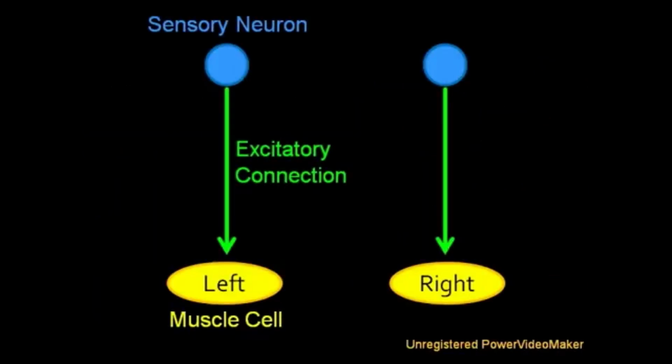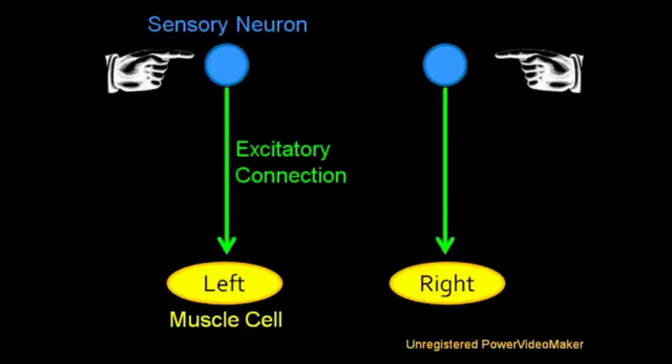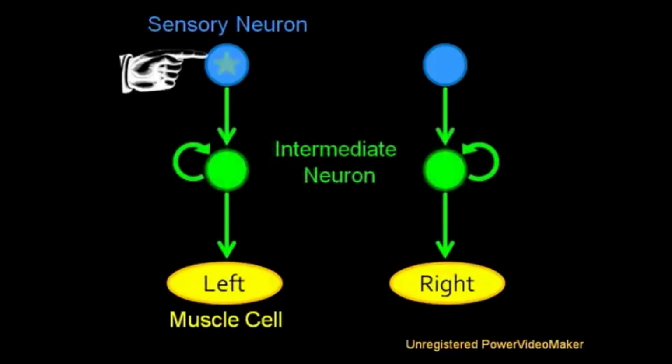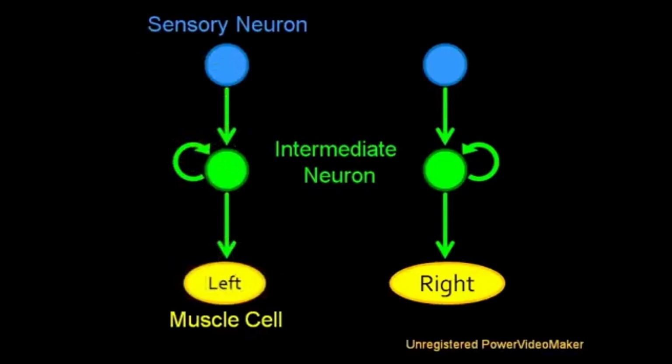Here we see two simple input-output circuits. An input to the left results in the left muscle contracting. An input to the right results in the right muscle contracting. Now let's add an intermediate neuron that also happens to synapse onto itself. Now, an input on either side not only causes that muscle to contract, but because the intermediate neuron continues to excite itself, the muscle remains contracted. Hence, the circuit remembers the stimulus long after it's gone away.